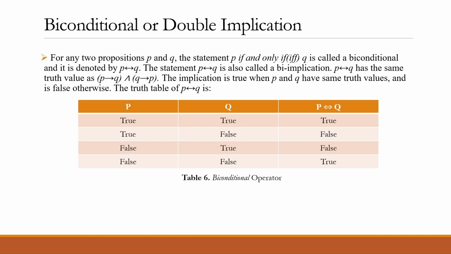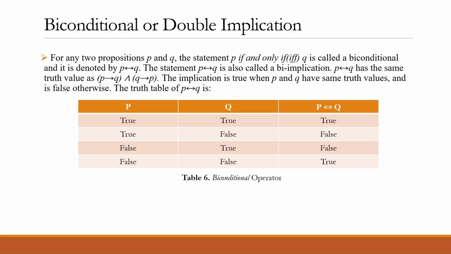The condition for double implication. For any two propositions P and Q, the statement P if and only if Q, notice that is I followed by double F, is called a biconditional and it is denoted by this sign. The statement P biconditional Q is also called a bi-implication.